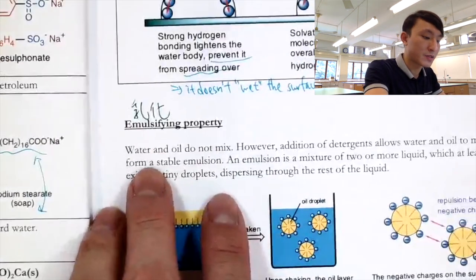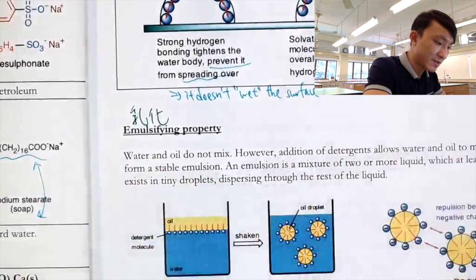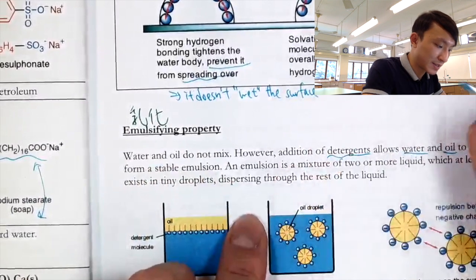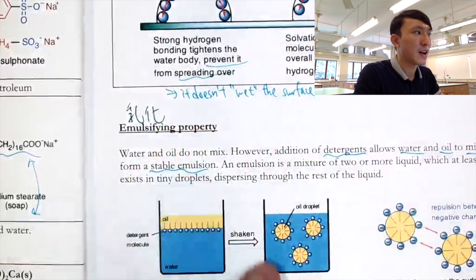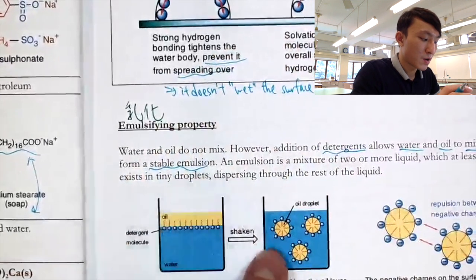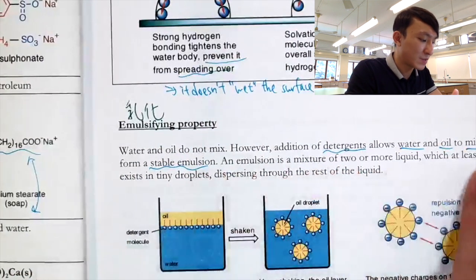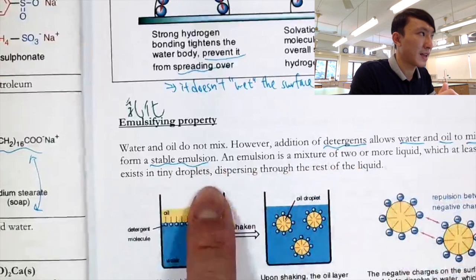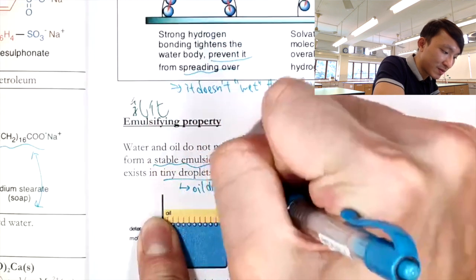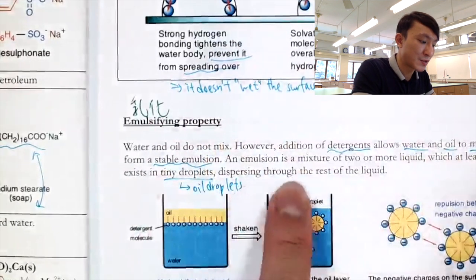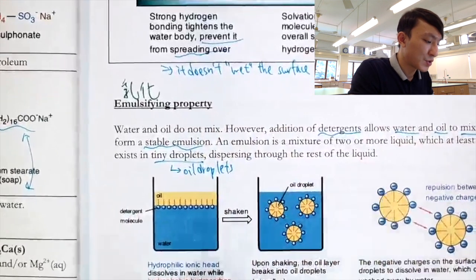Now let's go through the test quickly. Water and oil do not mix, however adding detergent allows the water and oil to mix, to form a stable emulsion. An emulsion is a very stable mixture of oil and water. You can think about it this way. It's a mixture of two or more liquids, in which at least one liquid exists in tiny droplets. And in this case, the tiny droplets are the oil droplets, of course, dispersing throughout the rest of the liquid. Okay, so that's the idea.